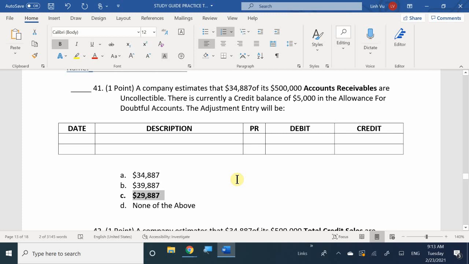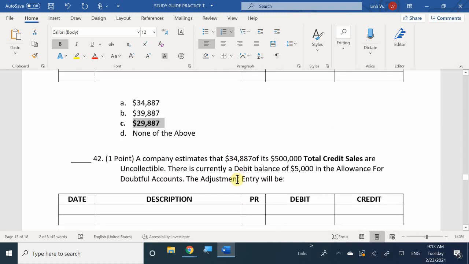That means we need to care about what is in the allowance for doubtful accounts because it's a contra account. If there's currently a credit balance already, that means our end goal is to be at $34,000. If we're already $5,000 in, then we need to subtract to get us to where we need to be. So 29,887 is the correct answer.